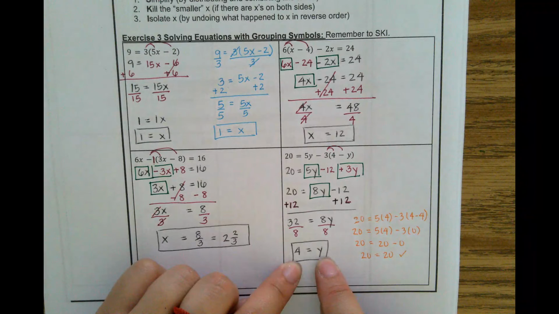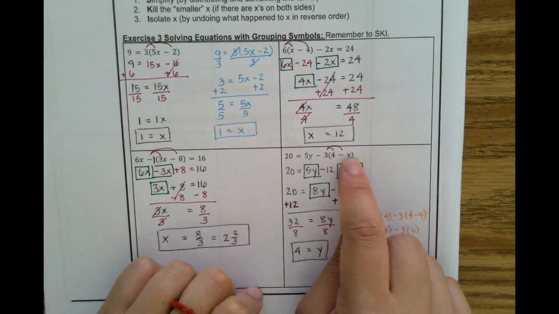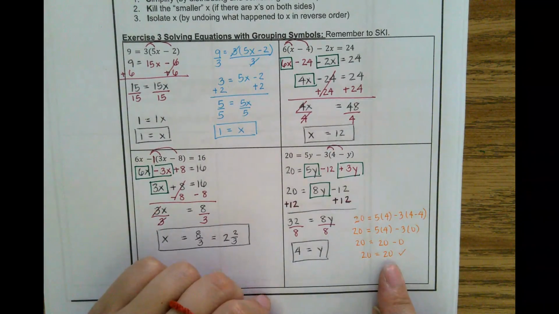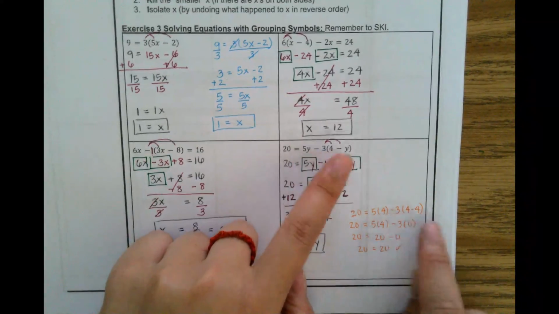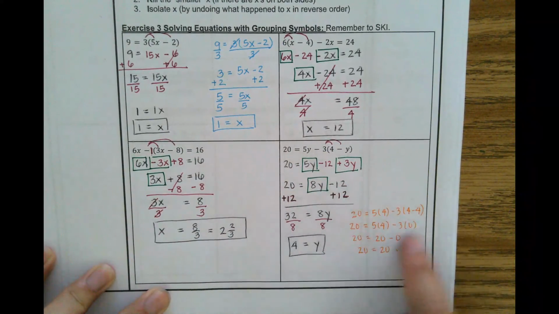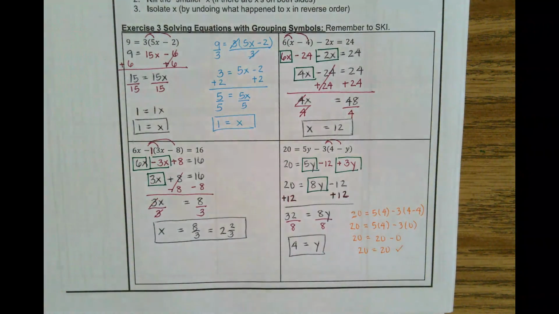Whenever you're solving and you want to check your answer, you can take your number and plug it back in to see if it's true. And so here in the orange, I checked my answer by plugging in 4 for y. Okay. Then following order of operations, I solved it, and because 20 equals 20, I know I did it correctly.